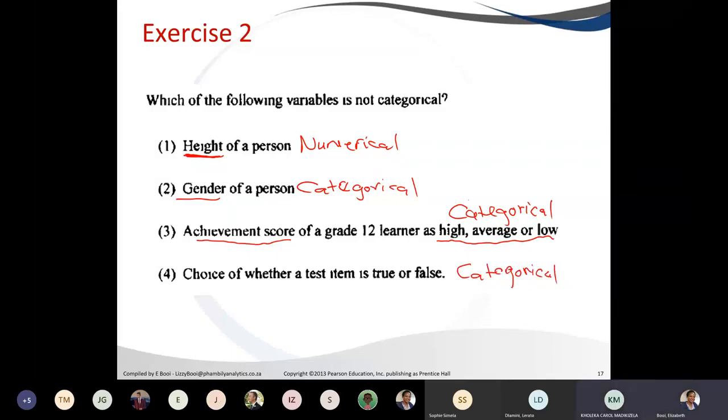So you can see which one is not. Therefore, our number one is the correct answer. Which of the following variables is not a categorical variable? It will be the height of a person.